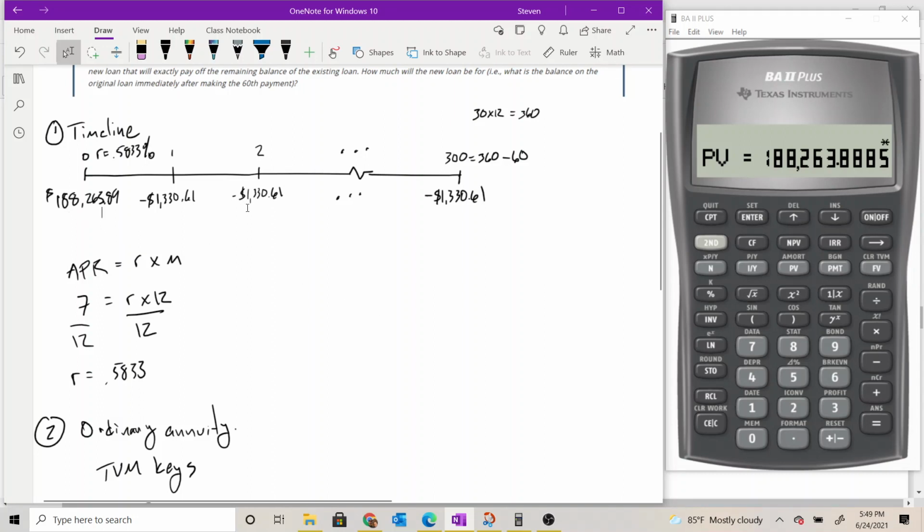Now let that sink in for just a second. We've been paying on this loan for 5 years. We originally borrowed $200,000. So let's subtract that from 200,000. After making 60 payments over 5 years of $1,330.61, we have managed to decrease the amount that we owe on this loan by just $11,736.11. That's kind of nuts.